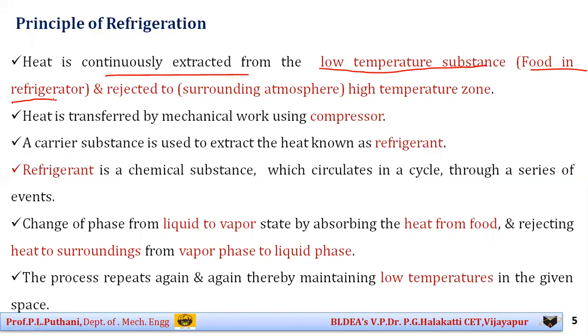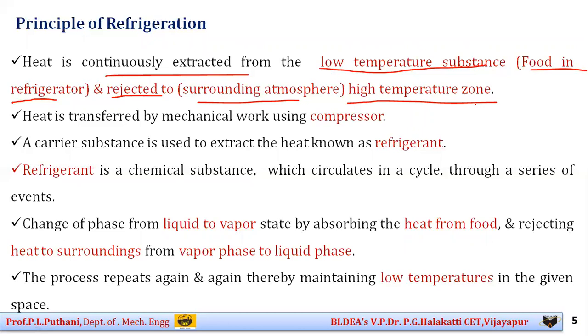And that it is done by rejecting heat to the surroundings, that is behind the refrigerator. We call it the high temperature zone. So to do this, it is not a natural phenomenon. The first slide I was showing you regarding the hot cup of tea: in that hot cup of tea, it attained the room temperature how? Naturally by itself, because we know that heat flows from hot zone to cold zone.